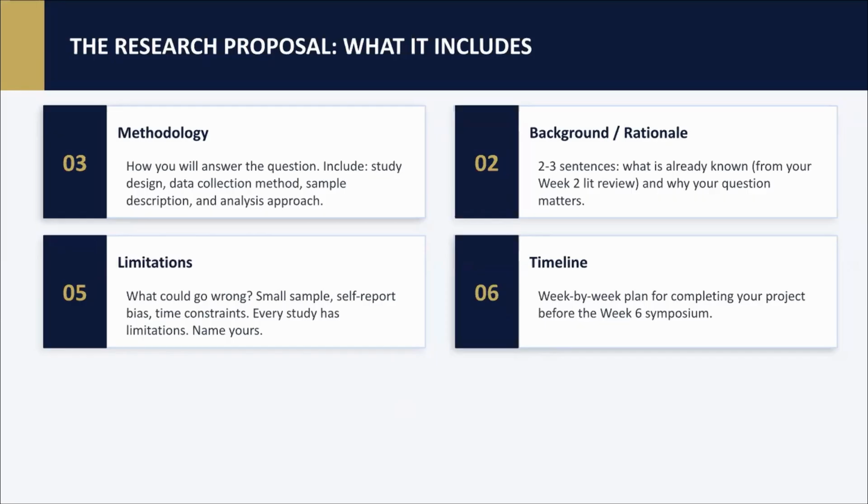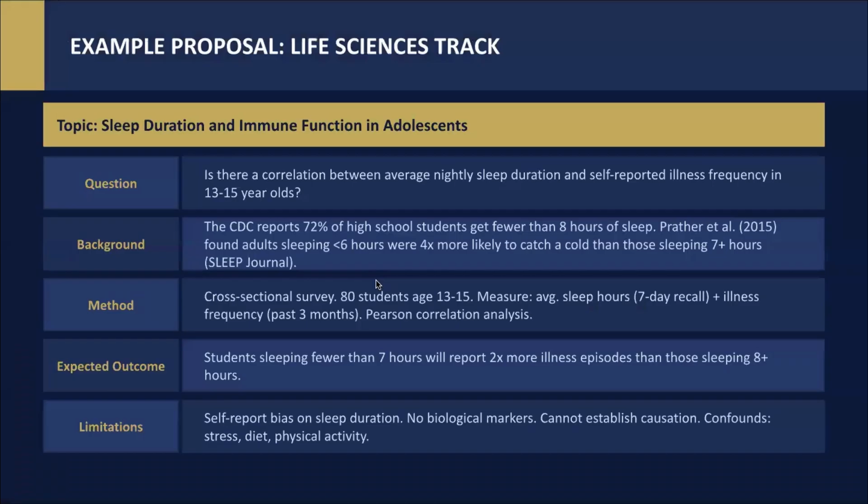And then the timeline. Week by week, plan for completing your project before the week 6 symposium. Example proposal, life sciences. So the topic is sleep duration and immune function in adolescence. The question: is there a correlation between average nightly sleep duration and self-reported illness frequency in 13 to 15-year-olds?